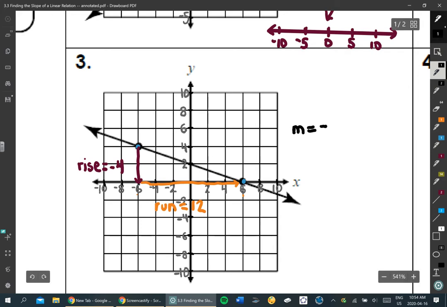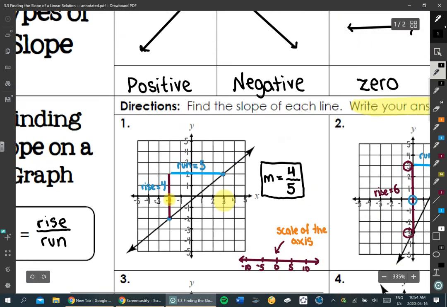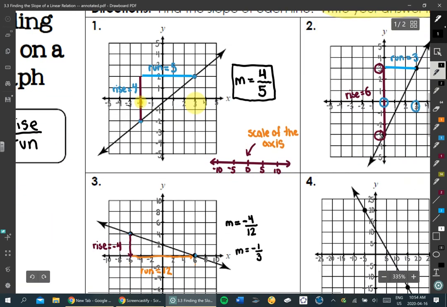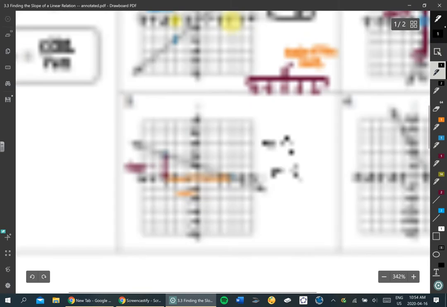So that would be -4 over 12. But that can be reduced, right? That can be reduced to -1 over 3. Okay? So look, we have a negative slope. And that's exactly what we expect, right? Because if we remember the different types of slope, a negative slope has to be pointing down. And that's what we have here. Our line is pointing down. Okay?